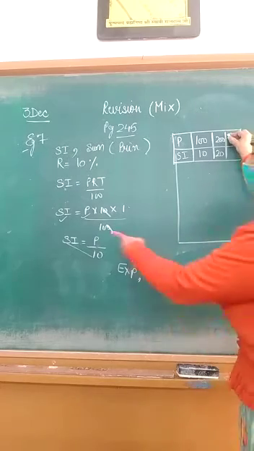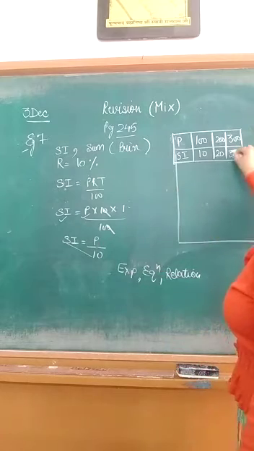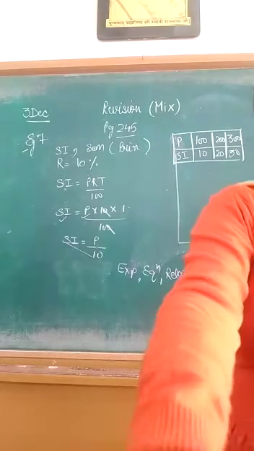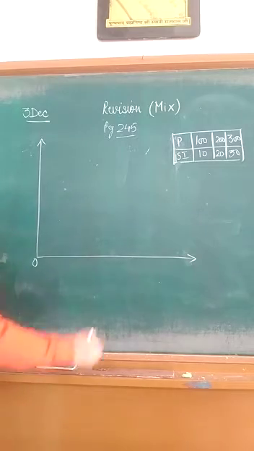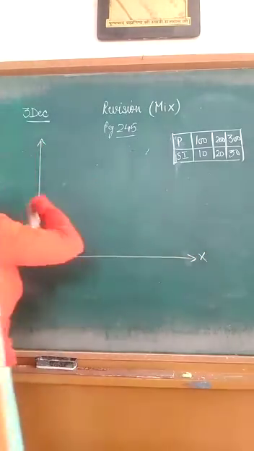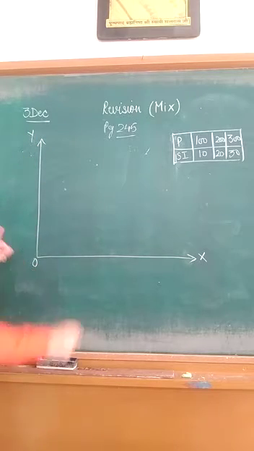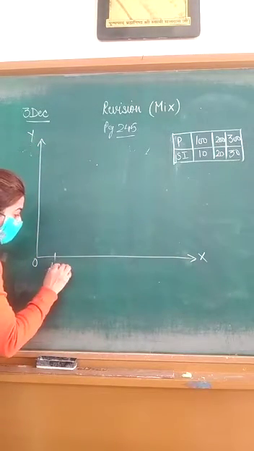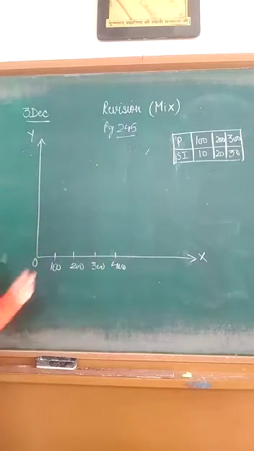If you put principal as 300, then simple interest will be 30. Now you will plot all these values on your x-axis as well as on y-axis. Now I have drawn the first quadrant that shows the positive values of x and y. This horizontal axis is called x-axis, vertical axis is called y-axis, and the point of intersection is called origin. Now plot this principal on your x-axis. You will write 100, leave one box, then 200, 300 and 400 and so on.